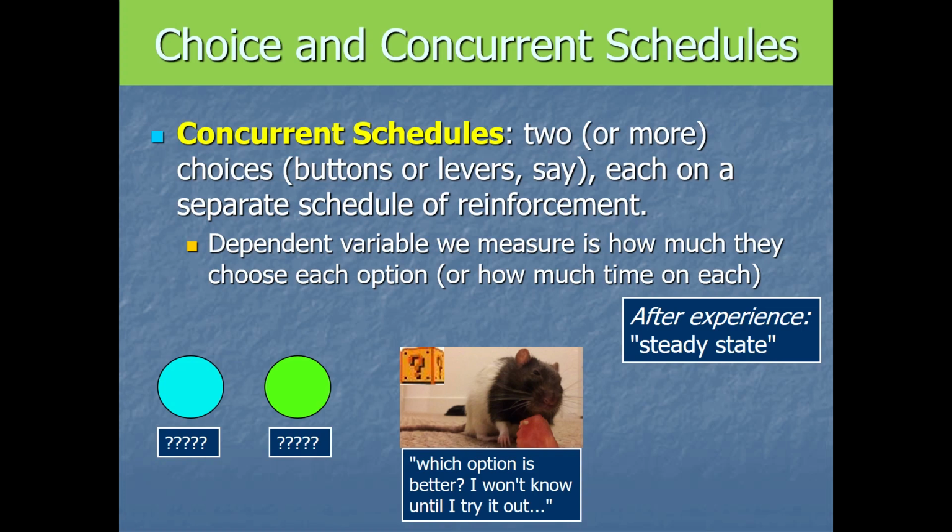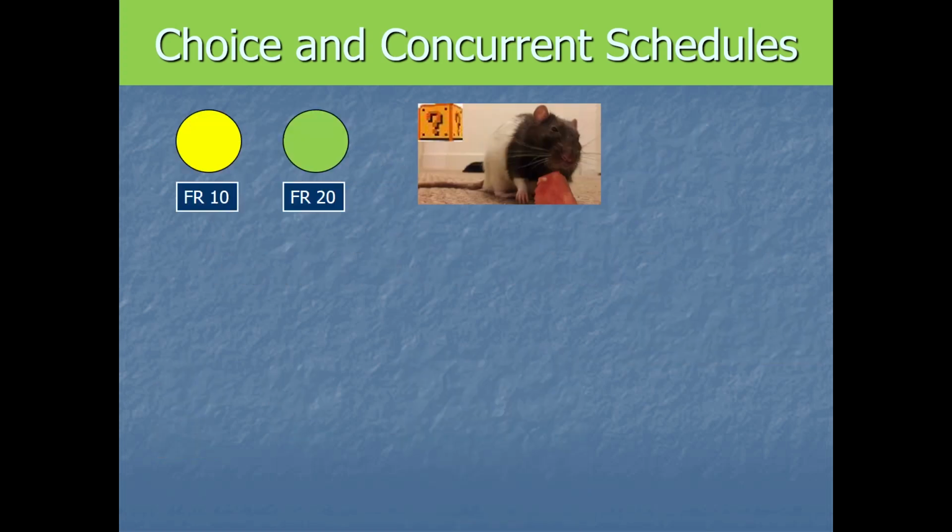If one of the levers is consistently better than the other, they'll end up on that lever, something like that. So let's think about what this might look like with a rat in a lab, in an operant chamber. Imagine with this adorable little rat here, we offer two options. The choice is just which of these two levers should I use? The option might be between a lever on an FR10 schedule and one on an FR20 schedule.